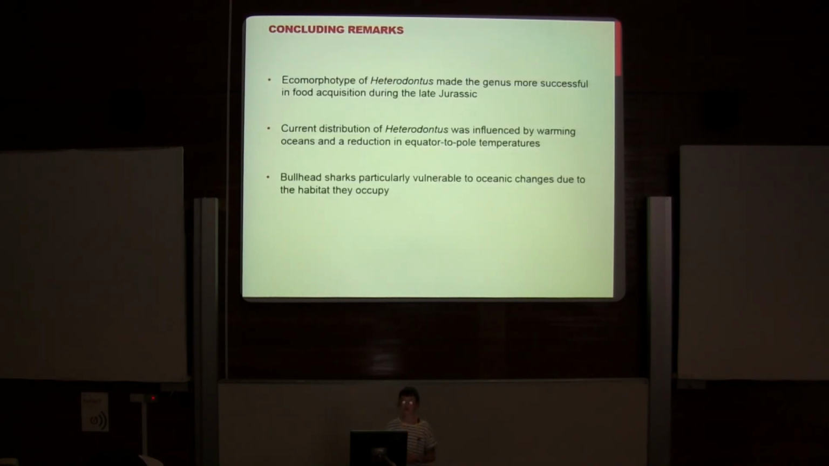So in conclusion, the ecomorphotype of Heterodontus made the genus more successful in food acquisition during the late Jurassic, and their current distribution was influenced by global oceanic warming events and a reduction in the disparity of temperatures from the equator to the pole. But ultimately, this highlights the vulnerability of bullhead sharks in occupying the coral reefs and pelagic environments and the habitat that they occupy.